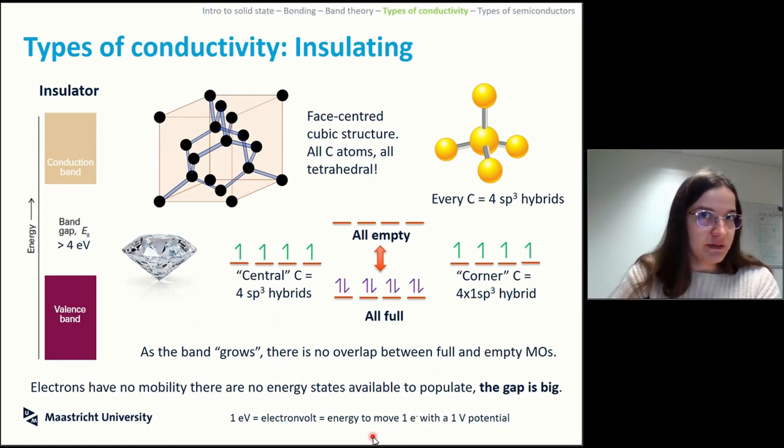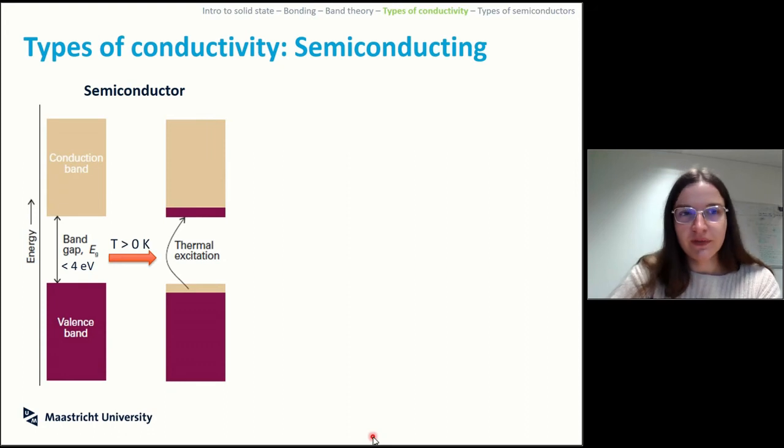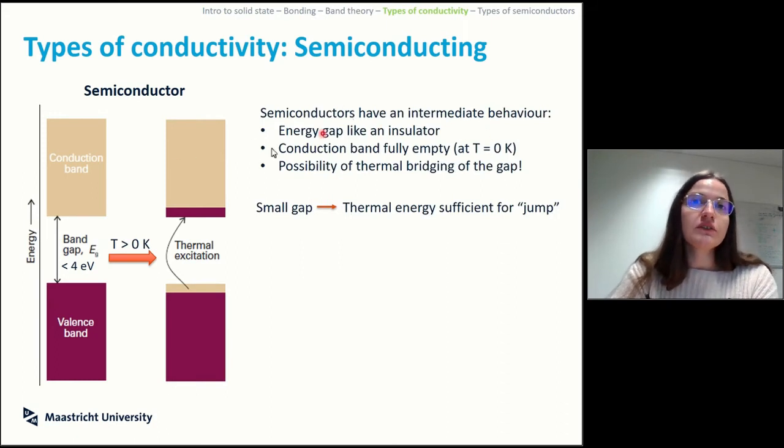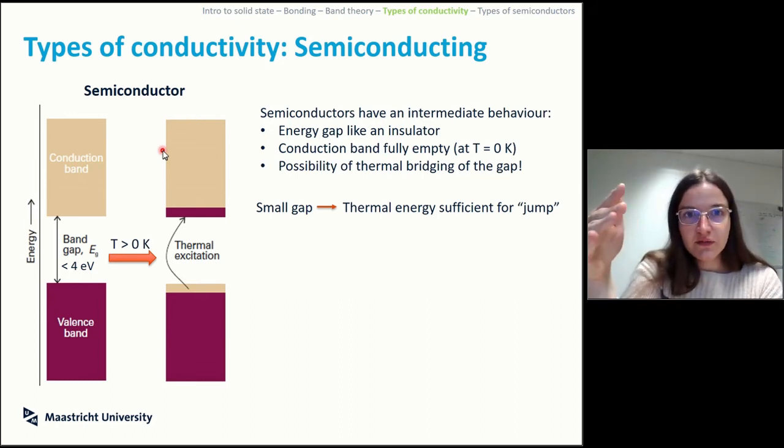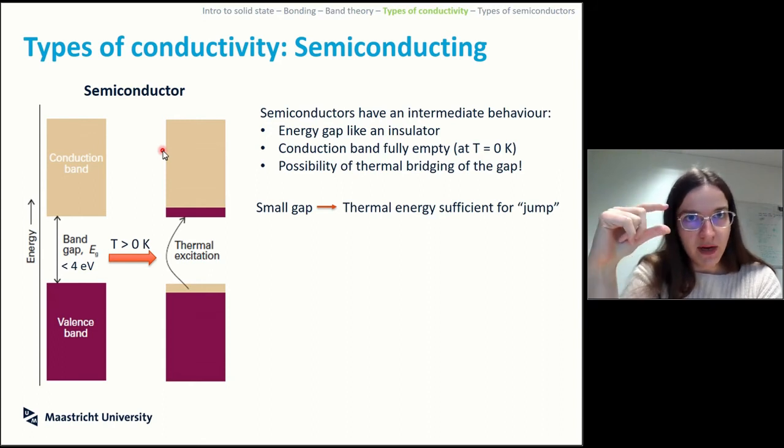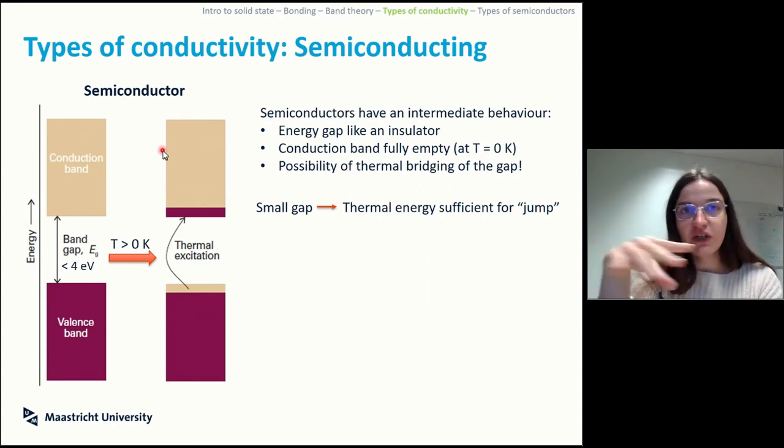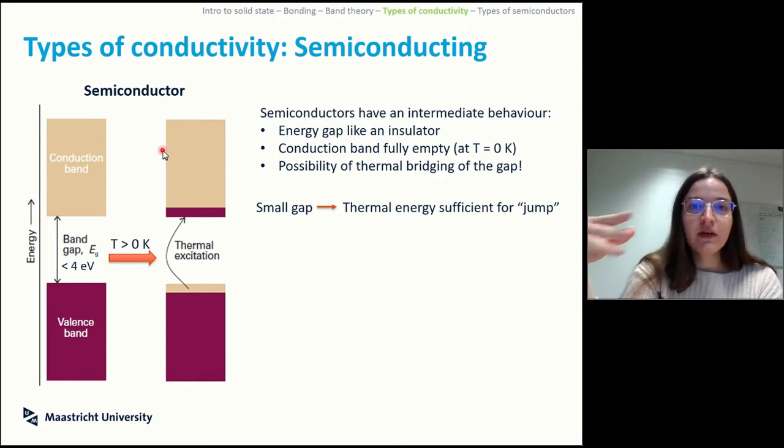Now you have the intermediate option, in which there is indeed a gap, but this gap can actually be bridged. How? With enough thermal energy. So semiconductors are the intermediate behavior between metallic conductivity and insulating conductivity. They still have a space between the two bands, a band gap, in which there are no available energy levels. At 0 Kelvin, this thing is an insulator. You cannot move the electrons around.